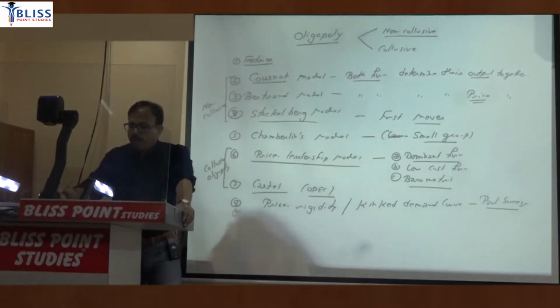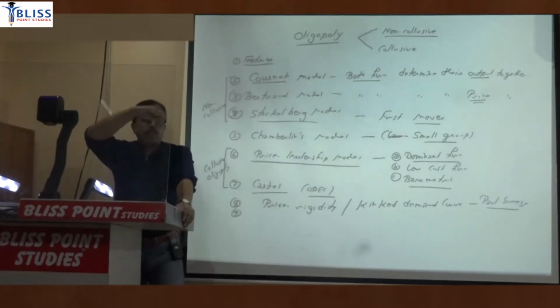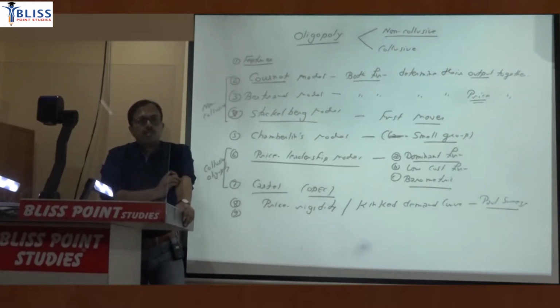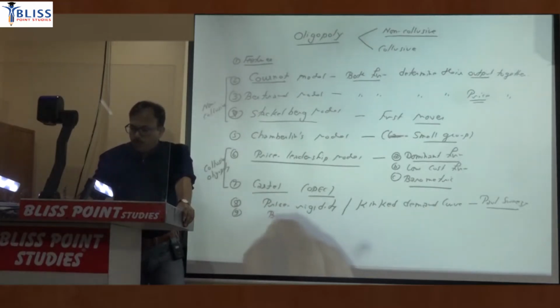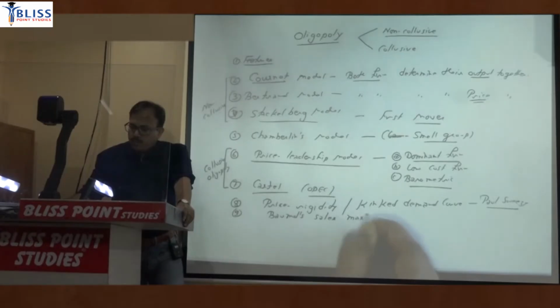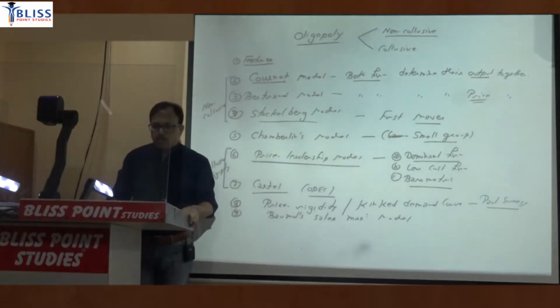In the entire market structure, whether we study perfect competition or monopoly, we assume that the objective of firm is to maximize profit, but sometimes the objective of firm could be to maximize sales. They are not interested in maximizing their profit, they are interested in maximizing their sales. So that concept was given by Baumol. Baumol's sales maximization model.